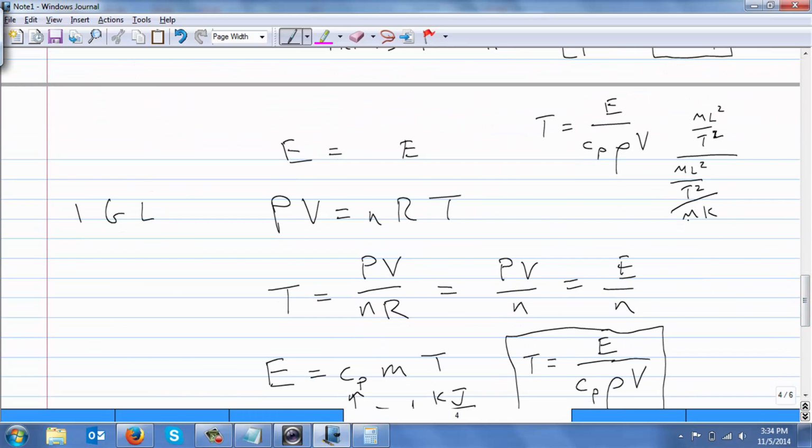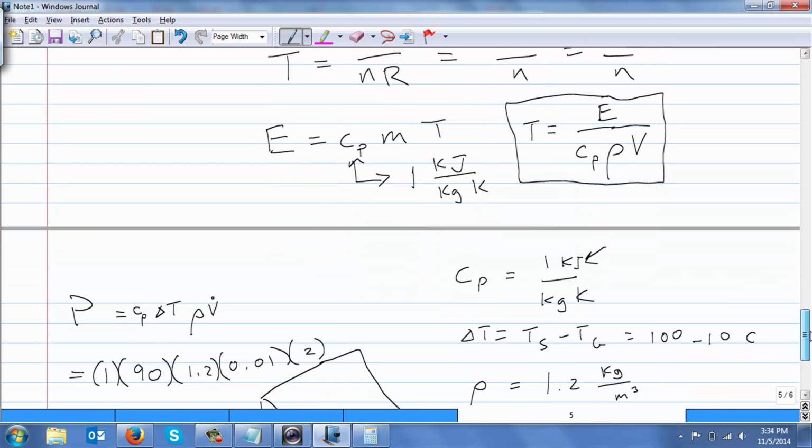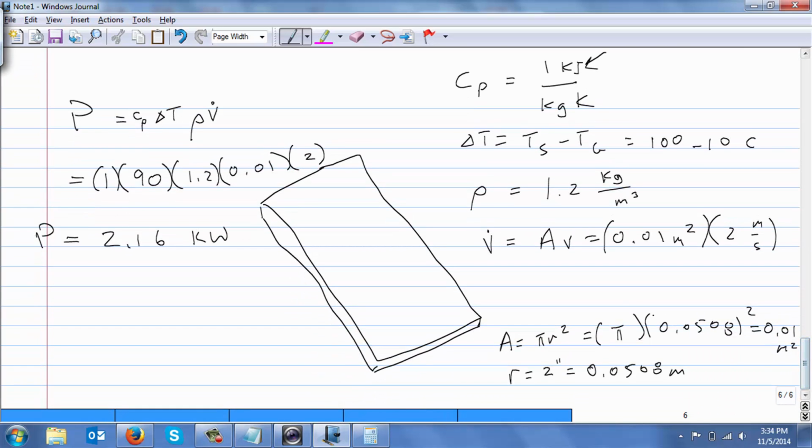Did a little dimensional analysis that helped us through, went back to the ideal gas law, looked through the definition of temperature. I hope that was not too deep of a rabbit hole, but something to scratch your head about when you're going to sleep at night. And then we actually came up with a reasonable thing. So, 2 kilowatts.